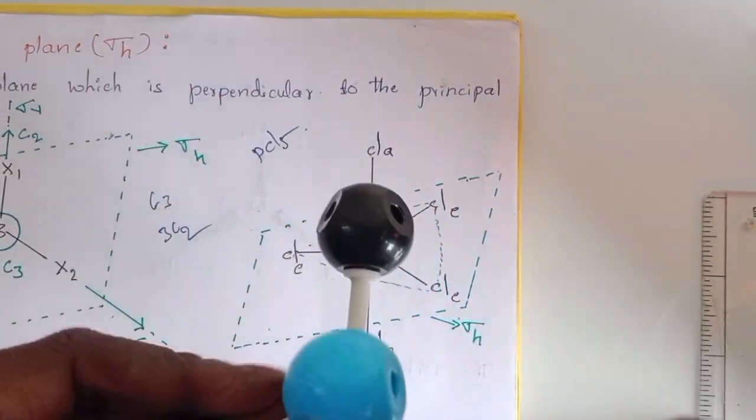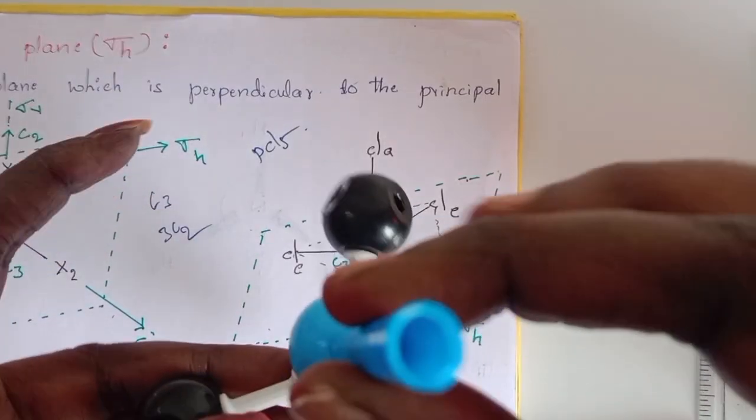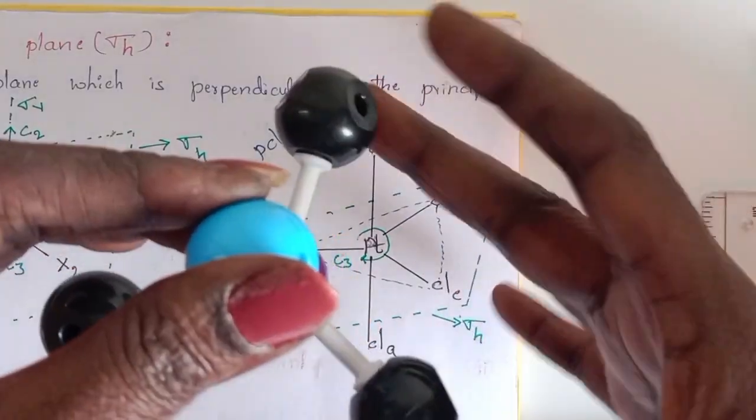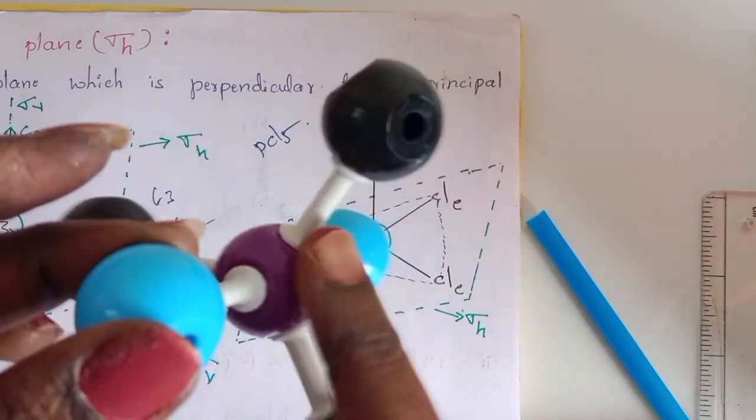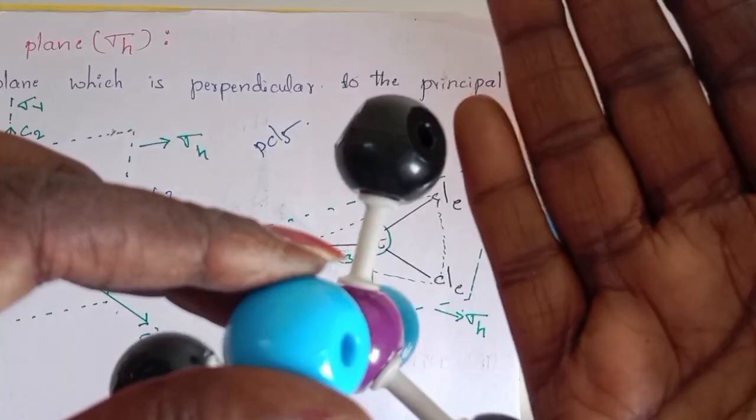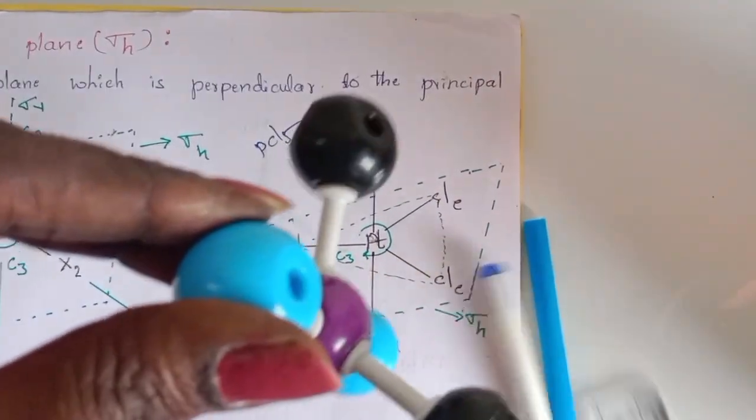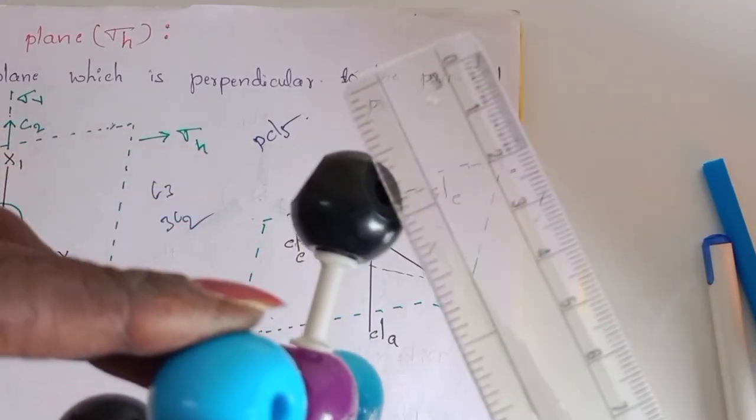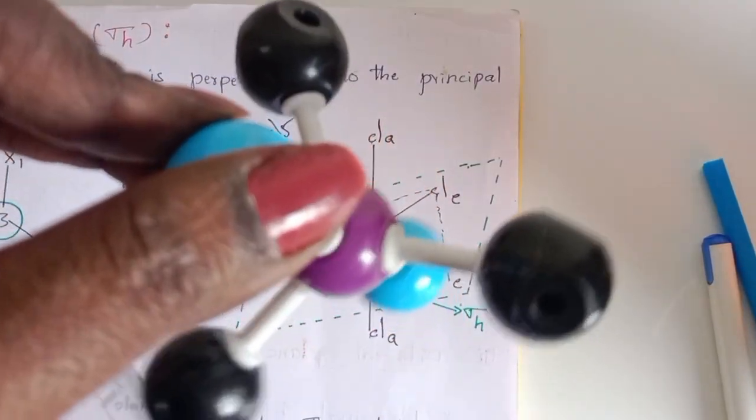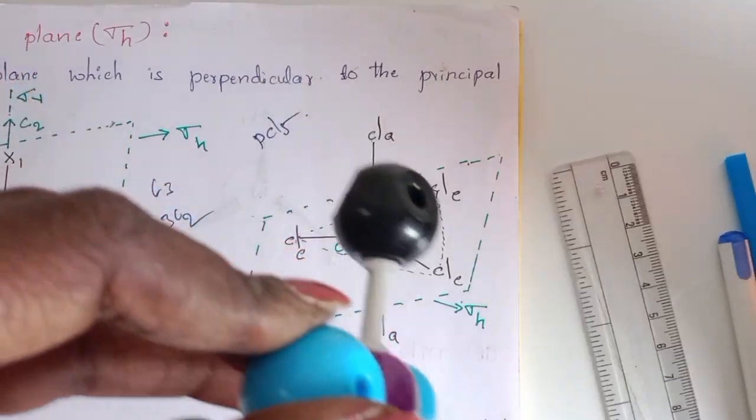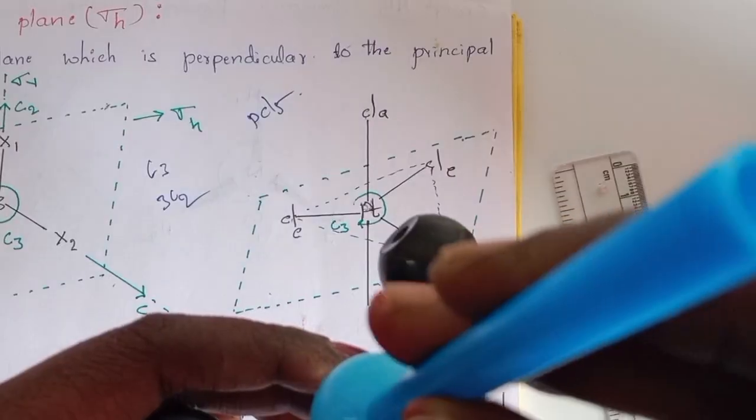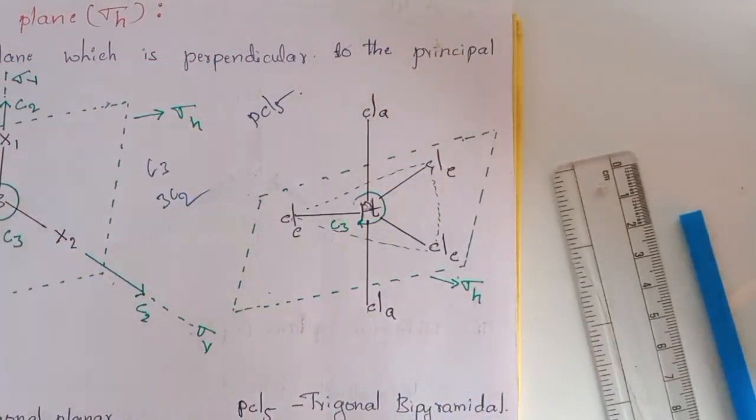If I pass the principal axis like this, and put a plane which bisects the three equatorial atoms and the central atom, like this, it bisects these three equatorial chlorine atoms and the phosphorus atom into two halves. The axis is perpendicular to this plane. So it can be considered as sigma h.